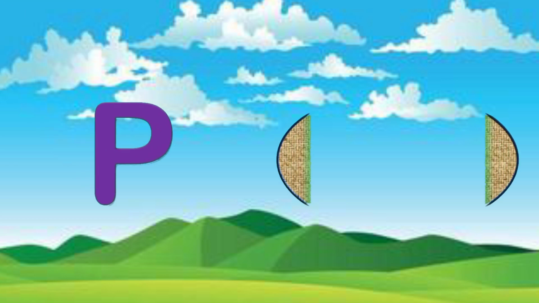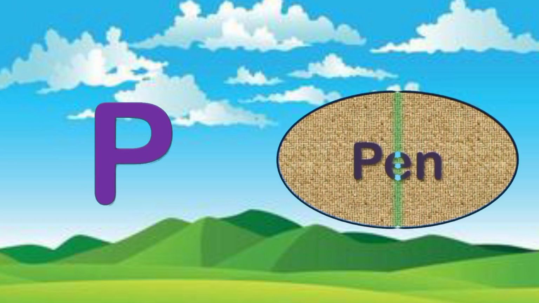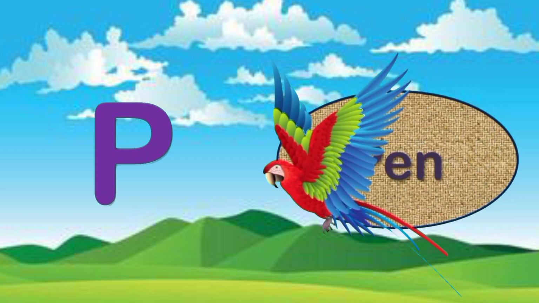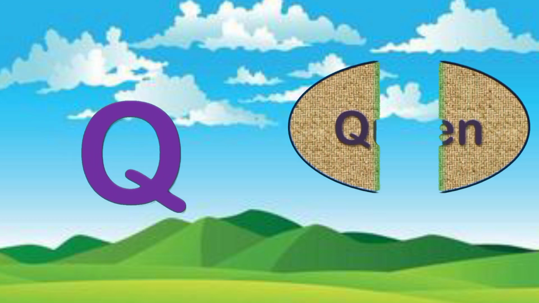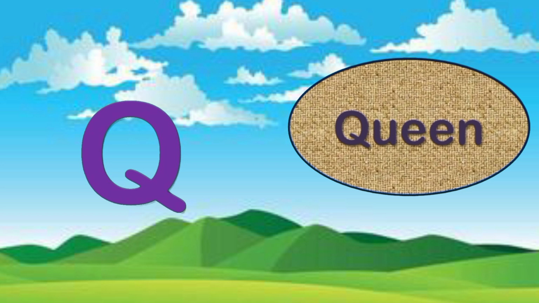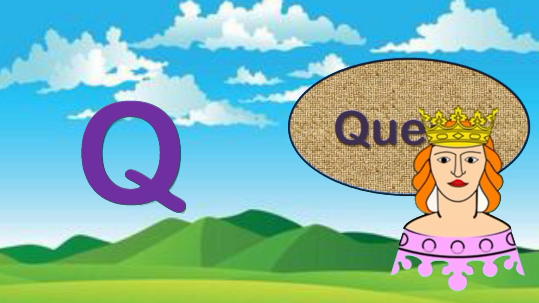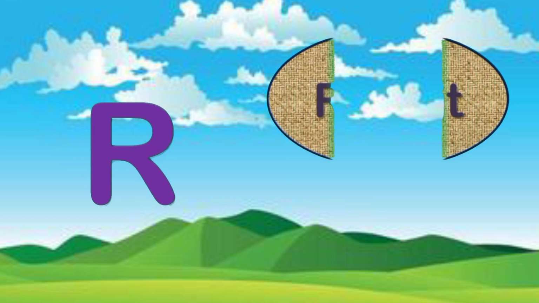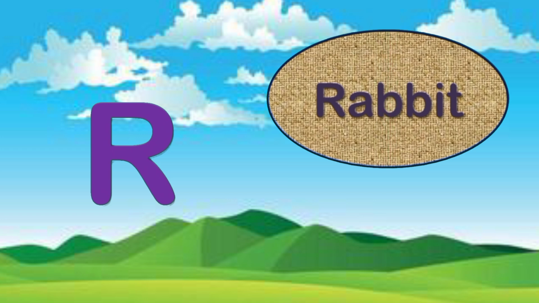P for pen. Wow, pen. P for pen. Q for queen. Yes, this is queen. R for rabbit. This is rabbit.